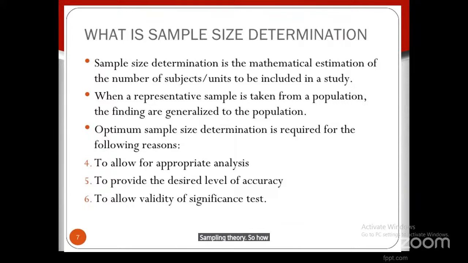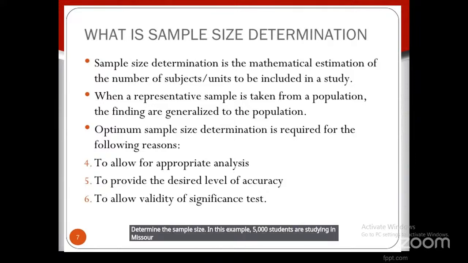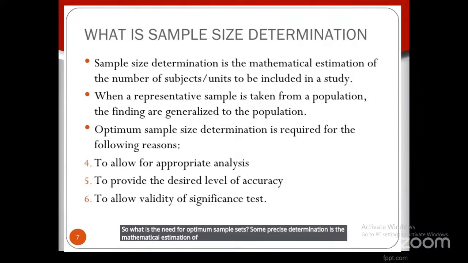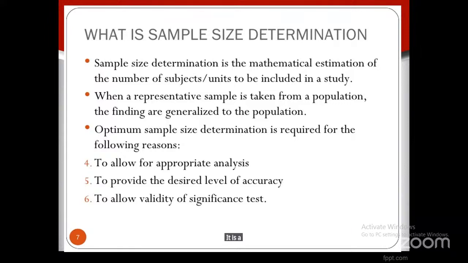So how to determine the sample size? In this example, 5,000 students are studying in Mysore University. I have to select 500. My sample size is 500. How to fix that sample size? So what is the need for optimum sample size? Sample size determination is the mathematical estimation of the number of units to be included in a study. It is a mathematical and statistical estimation of how many samples have to be drawn from the population for our study. This is sample size determination.